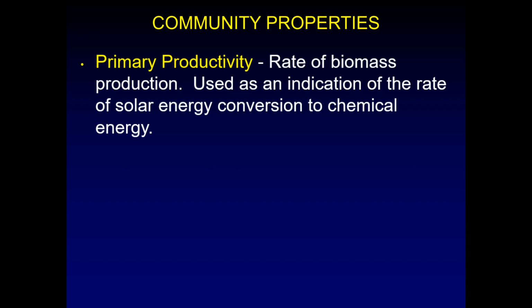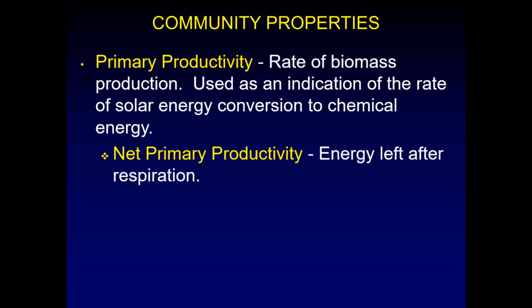Community properties. So, primary production. We went over this last chapter, but this is the rate of biomass production. So it's when you convert solar energy into chemical energy. And we can measure this with net primary production. This is what's left after respiration.